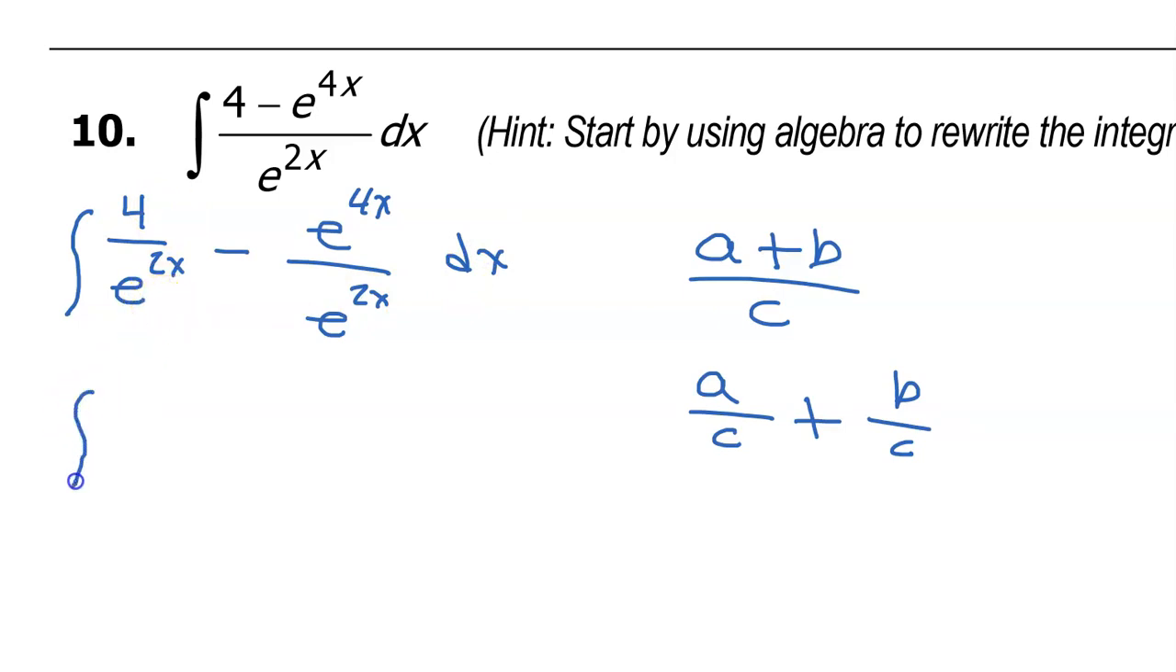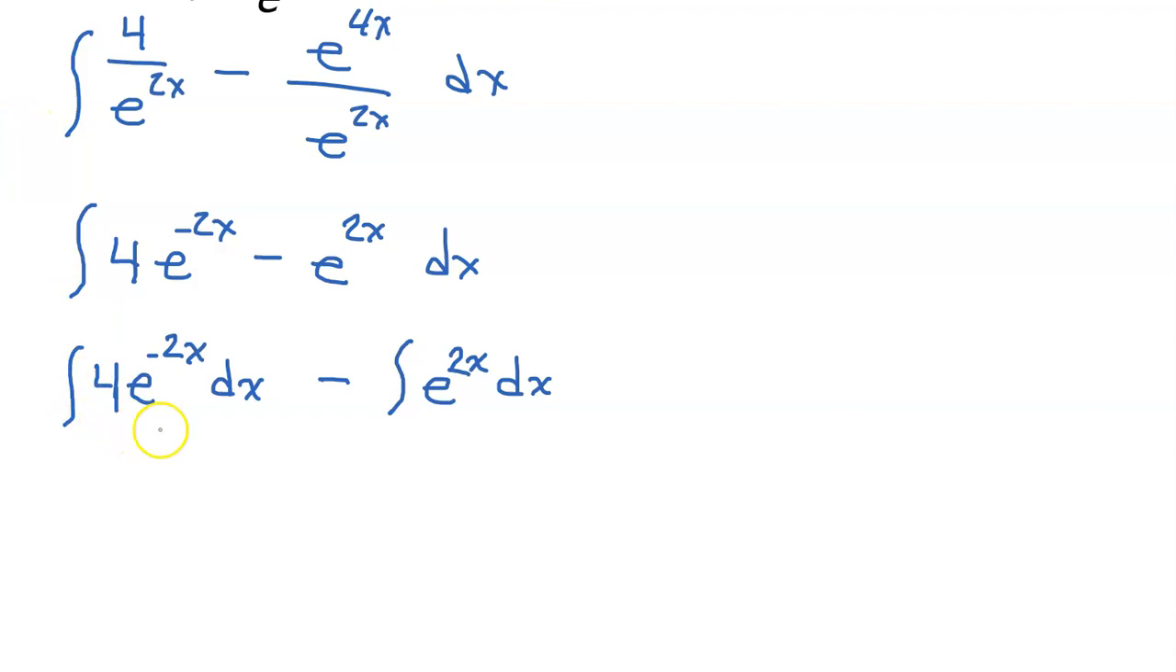So this will be the same thing as the integral of 4 e to the negative 2x power minus, when you divide like bases, you subtract the exponents. 4x minus 2x is 2x. So this will be e to the 2x power dx. I'm going to split these up into two separate integrals to make it more obvious what happens next. I'm going to do u substitution, but for the first one, I'm going to let u equal negative 2x. So u prime will equal negative 2.